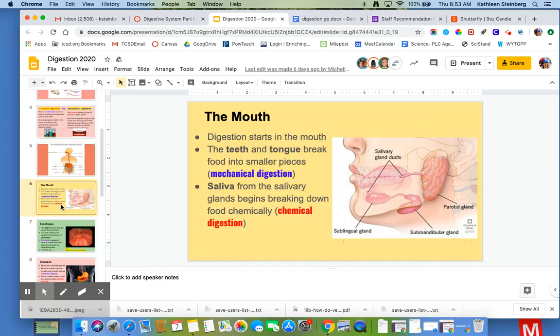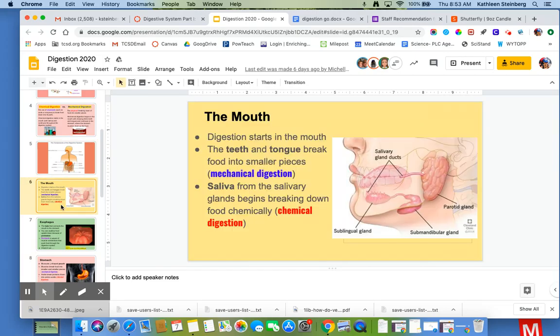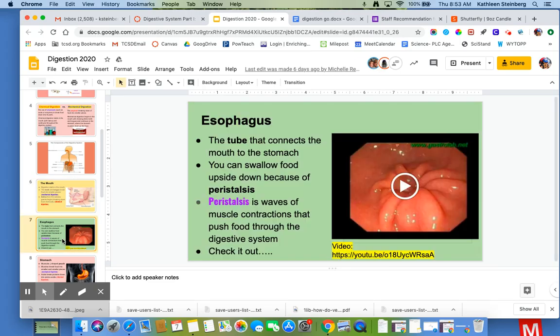So we are going to look at the mouth, esophagus, and stomach today. So the mouth is where digestion starts. The teeth and tongue break your food into smaller pieces. That is mechanical digestion. The saliva chemically breaks down your food. That is chemical digestion. Then your food goes into your esophagus. This is the tube that connects your mouth to your stomach.